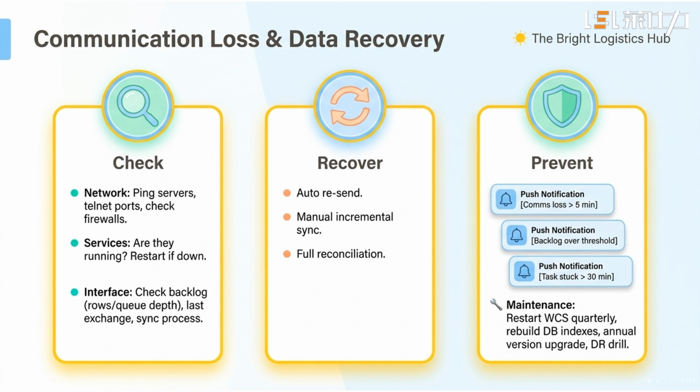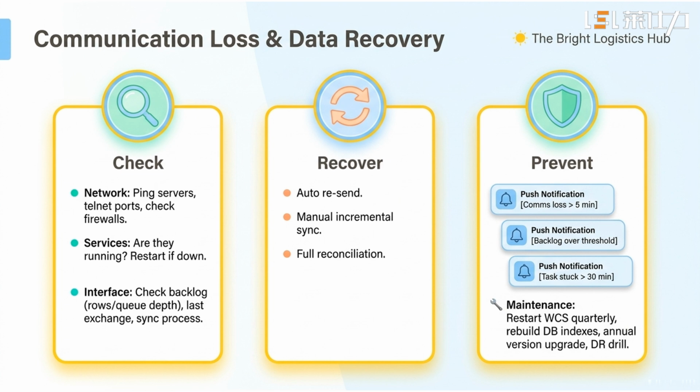Troubleshooting comms loss takes 4 steps. 1. Check the network. Ping to see whether the WMS and WCS servers can reach each other. 2. Check the services. Are the WMS and WCS services running? 3. Check the interface. Is there a large data backlog? 4. Recover the data. After comms return, let it auto-resend, then do a full reconciliation.